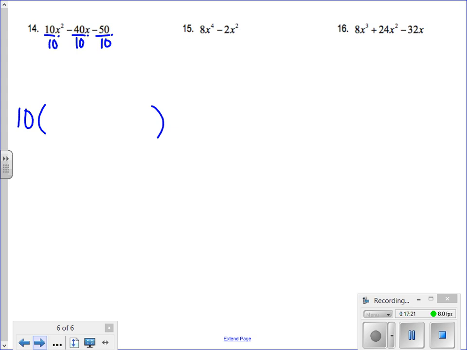So 10x squared divided by 10 is just plain old x squared. Negative 40x divided by 10 is minus 4x. And negative 50 divided by 10 is negative 5. That's your final answer.